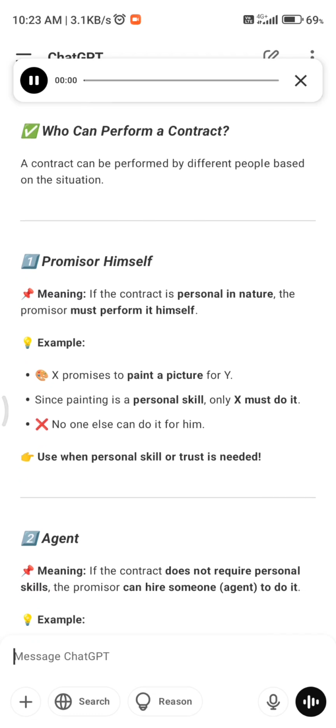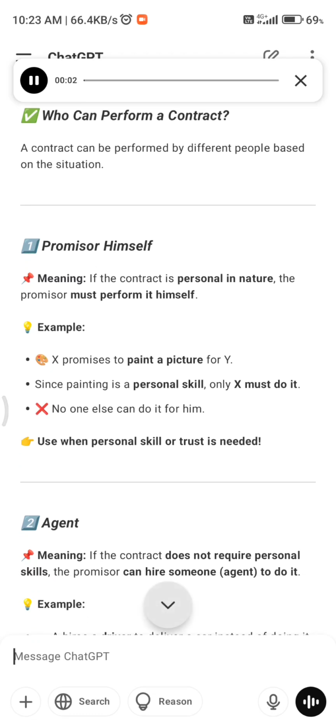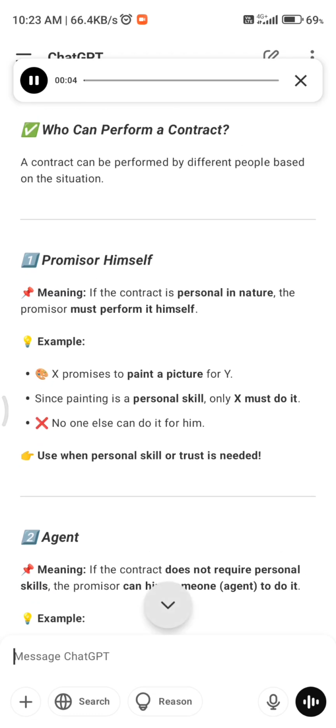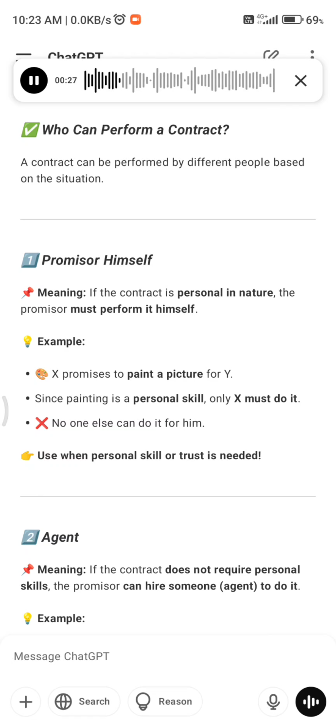Who can perform a contract? A contract can be performed by different people based on the situation. 1. Promisor himself, meaning, if the contract is personal in nature, the promisor must perform it himself. Example, X promises to paint a picture for Y. Since painting is a personal skill, only X must do it. No one else can do it for him. Use when personal skill or trust is needed.